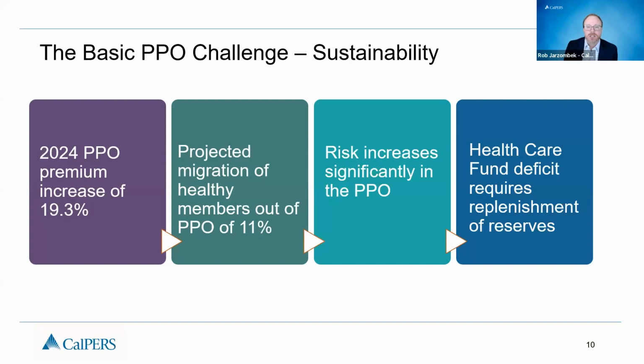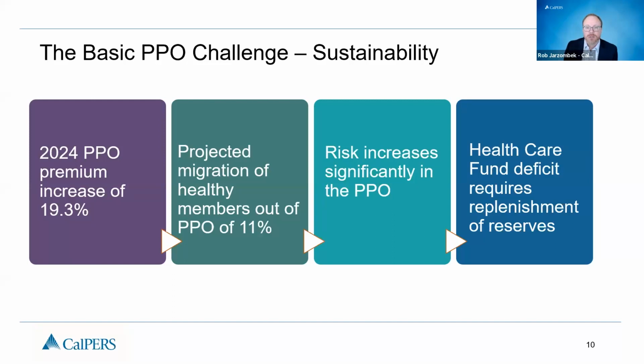I want to set the stage on the challenges we needed to address in the PPOs starting next year. The first and of course primary challenge is the premium. Without intervention, the PPOs would have experienced a 19% increase in 2024. With such an increase, we projected that 11% of members would leave the PPO during open enrollment, with the majority of those members being healthy members.